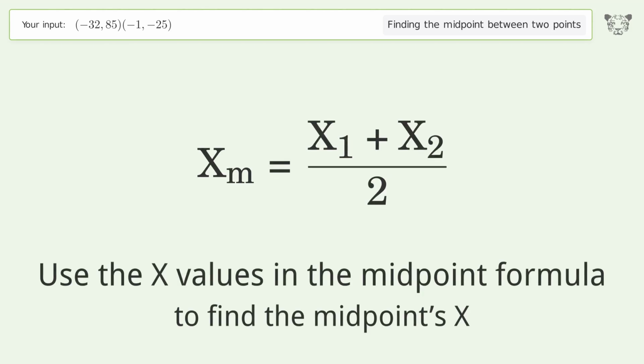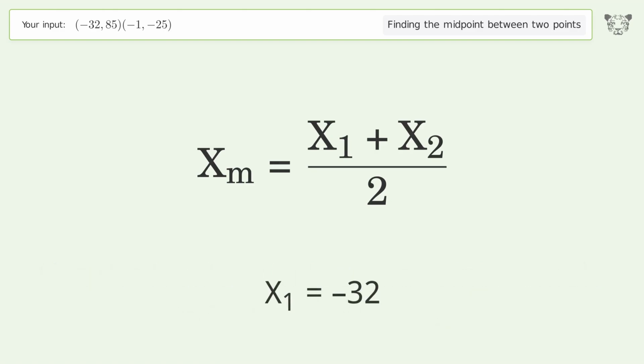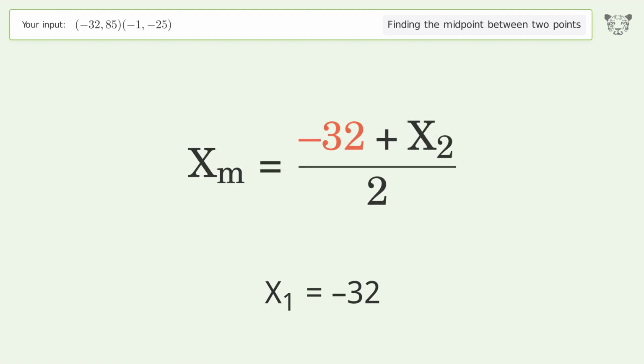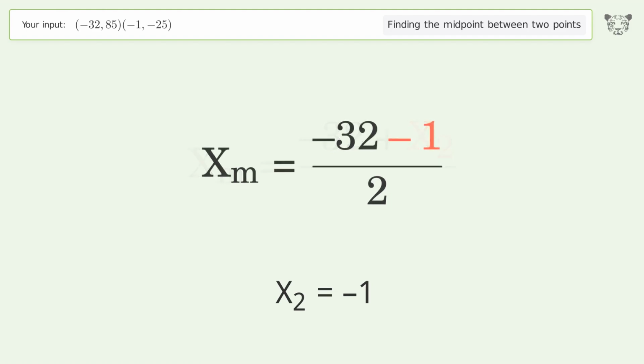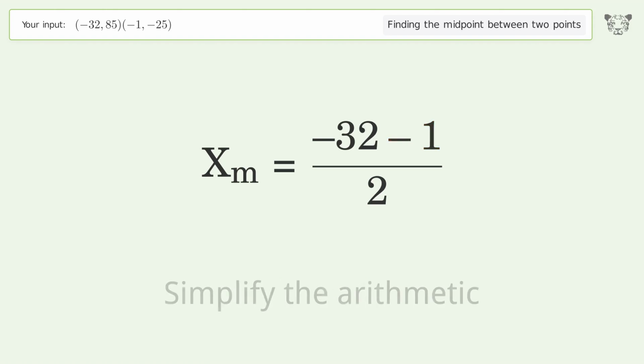Use the x values in the midpoint formula to find the midpoint's x. x1 equals -32. x2 equals -1. Simplify the arithmetic.